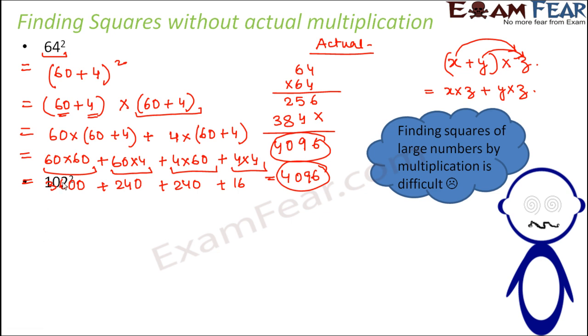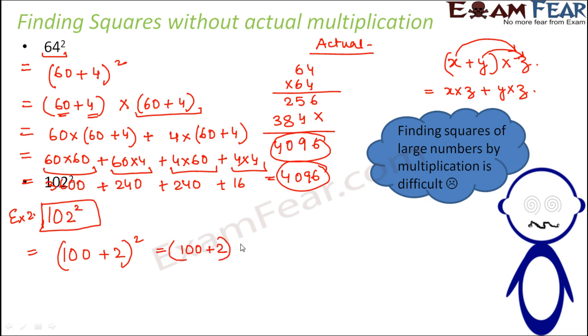Let's take one more example. So let's say this is our next example: 102 square. How can we write 102? This can be written as 100 plus 2 whole square. So this would mean 100 plus 2 into 100 plus 2.